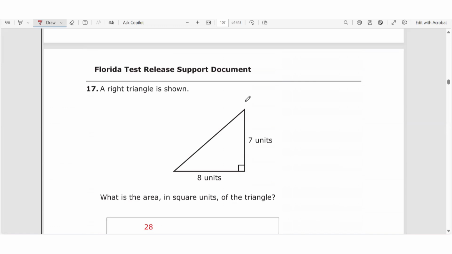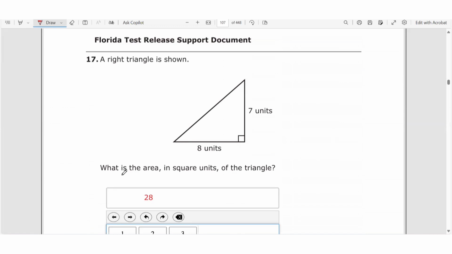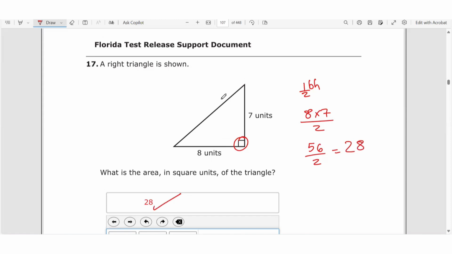A right triangle is shown. We're looking at it. What is the area in square units of this? Well, for any triangle, if it is a right triangle, then we have the base and the height. 8 is the base and 7 is the height. Remember, it's half base times height. And in this case, it's going to be 8 times 7 and divide that by 2. 8 times 7 is 56 and 56 divided by 2 will give us 28. And so we're going to plug our 28 right there.